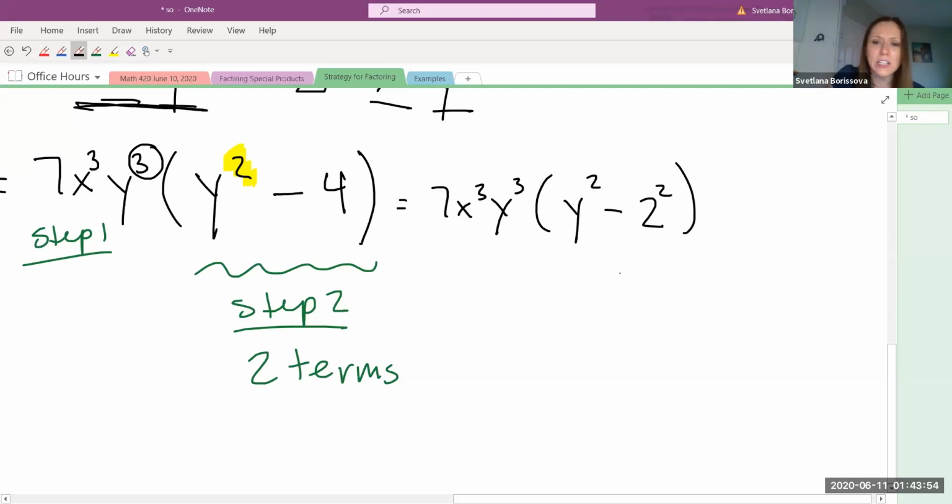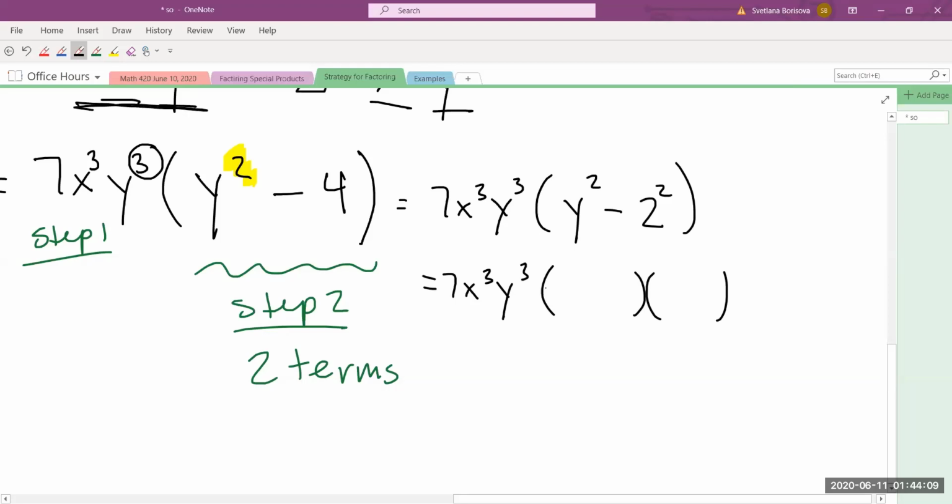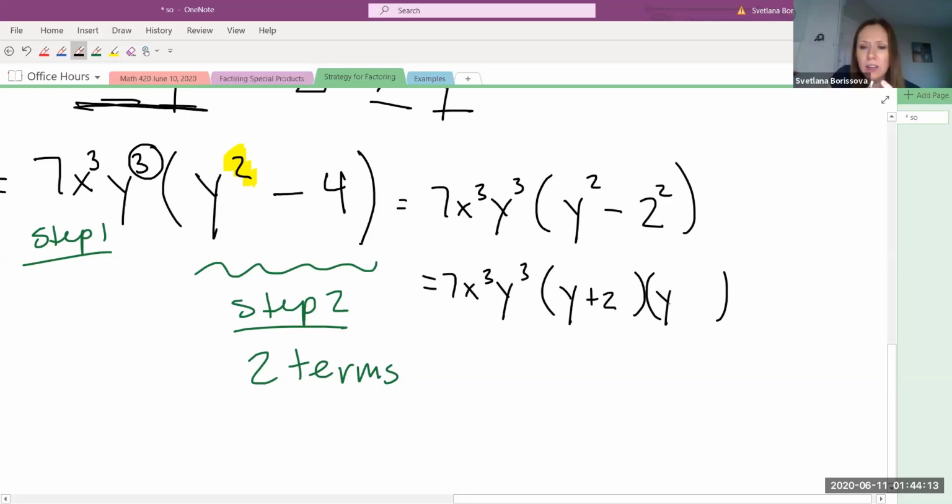So now those 2 squares are obvious, and according to the formula, I have to set up 2 expressions. So what do you guys think I put inside the expressions? y plus 2 and y minus 2, right? They're always going to be different signs, a plus in one and a minus in the other. And that's it. That's the answer.